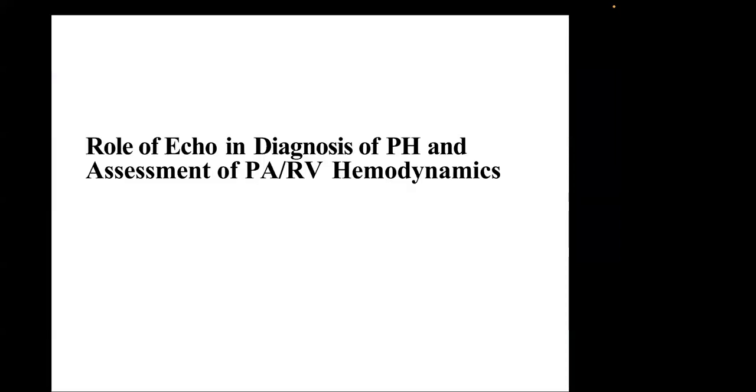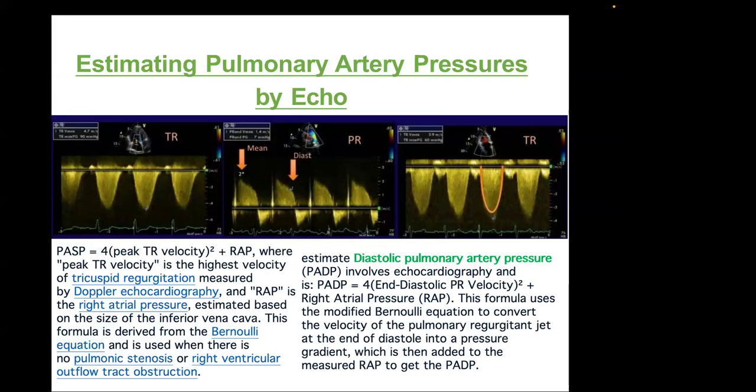Role of echo in diagnosis of pulmonary hypertension and assessment of RV hemodynamics. Estimating pulmonary artery systolic pressure by echocardiography: 4 times peak TR velocity squared plus right atrial pressure, where the peak TR velocity is the highest velocity of tricuspid regurgitation measured by Doppler echocardiography, and right atrial pressure is estimated based on the size of the inferior vena cava. This formula is derived from the Bernoulli equation and used when there is no pulmonary stenosis or right ventricular outflow tract obstruction.